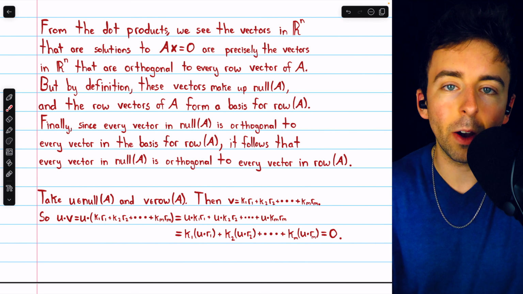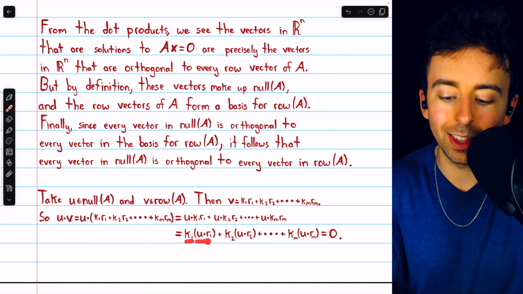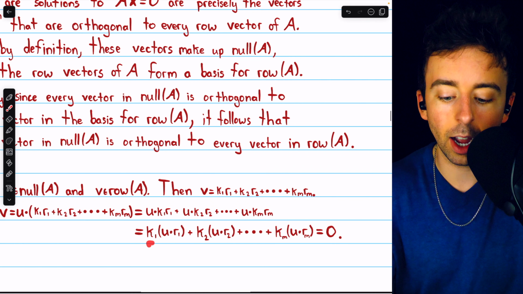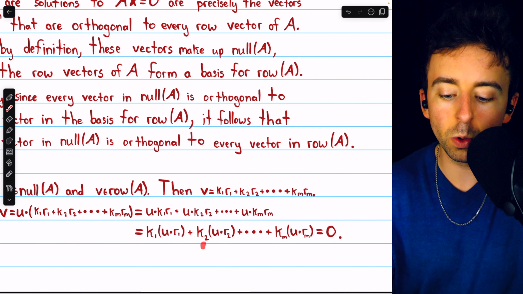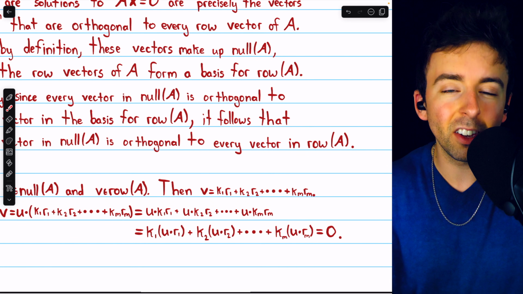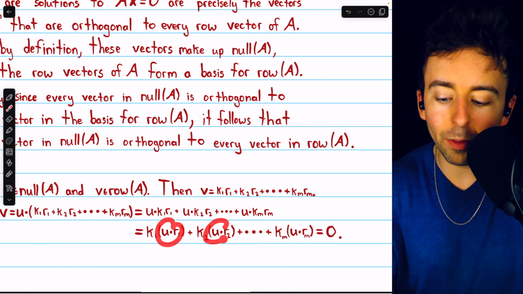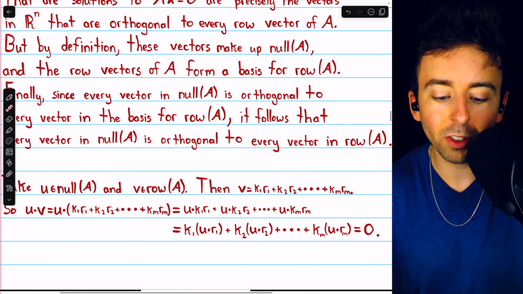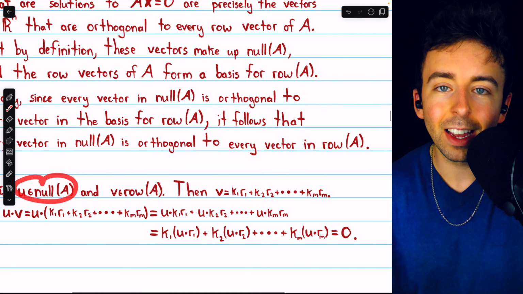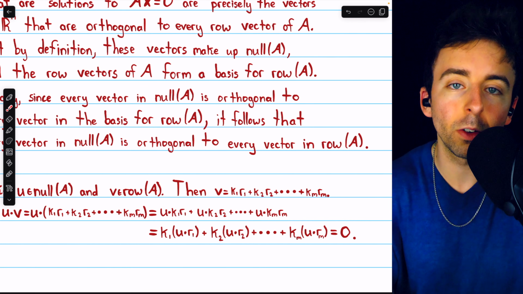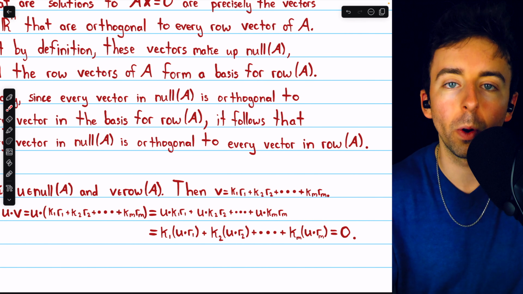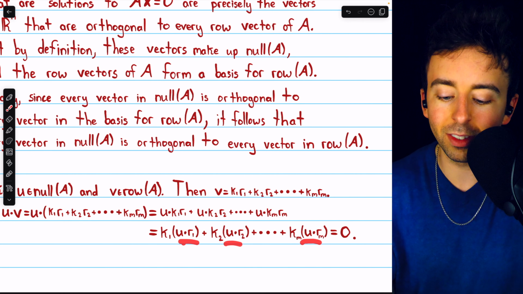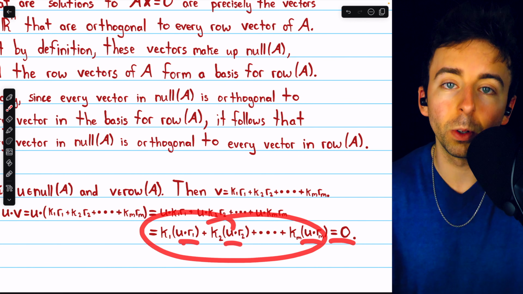We could slide those out and just have them getting multiplied by the dot product of the vectors. And in this way, we rewrite it as k1 times u dot r1 plus k2 times u dot r2, and so on. But of course, we know that every single one of those dot products is equal to 0, because we already established that every vector in the null space is orthogonal to the row vectors of A, the row vectors which of course make up the basis for the row space. Since every dot product is equal to 0, this whole thing is equal to 0.